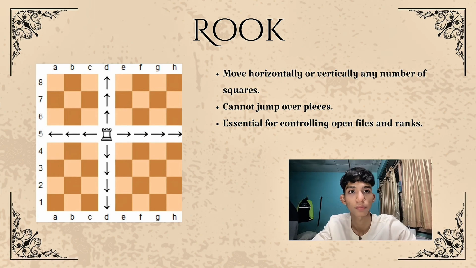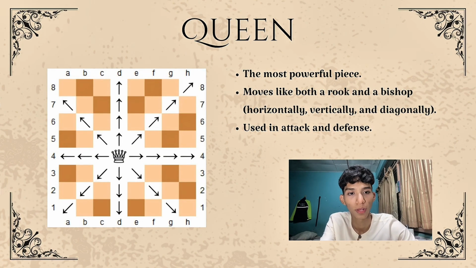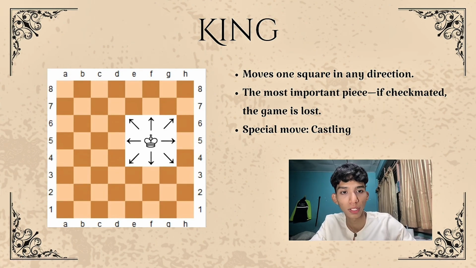For the rook, it moves horizontally or vertically any number of squares, cannot jump over pieces, and is essential for controlling open files and ranks. Okay, for the queen, it moves like both a rook and a bishop, horizontally, vertically and diagonally, used in attack and defense, and the queen is the most powerful piece. Lastly, for the king, it moves 1 square in any direction, and is the most important piece. If checkmated, the game is lost. The special move is castling.